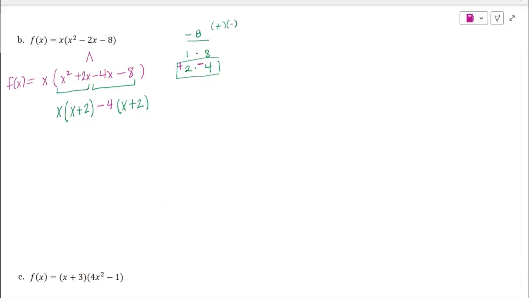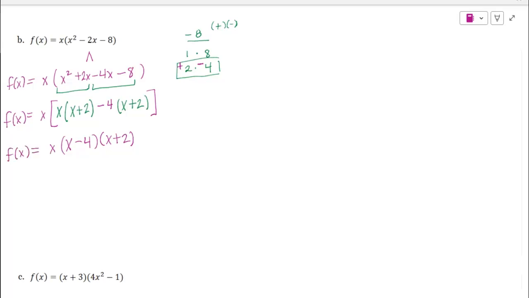All right, I still have this other x out in the front. I don't want to lose that. And then inside the square brackets, we'll have x minus 4, x plus 2. And then we've got an x out in the front.